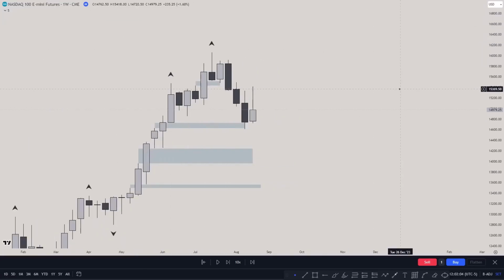Now, if we apply the same thing here, what do we have? A lot of fair value gaps here. So how do I know this one is not going to hold? How do I know this one is going to hold? This one is not going to hold, whatever.